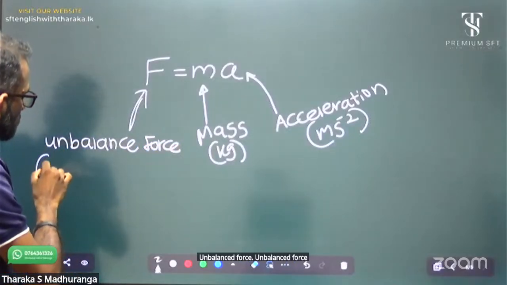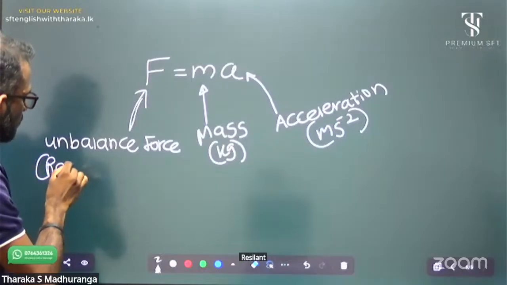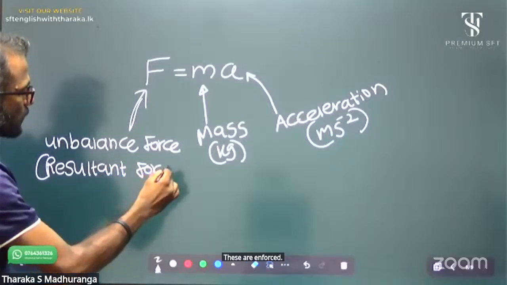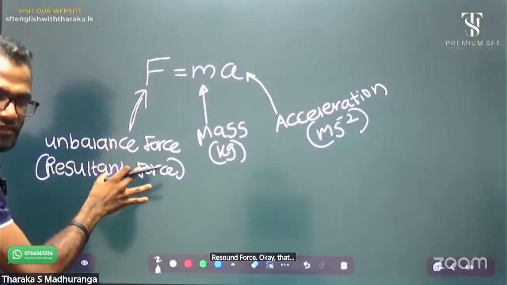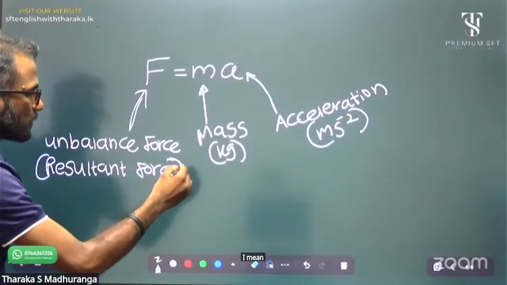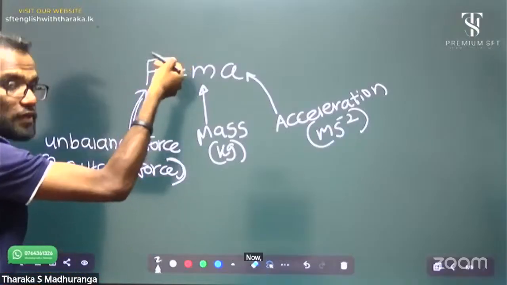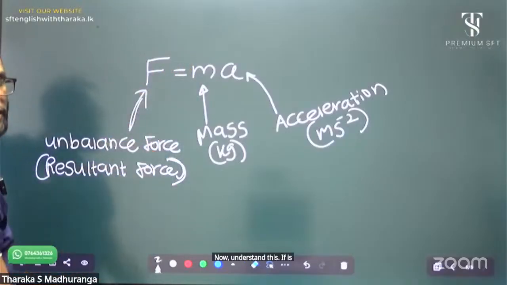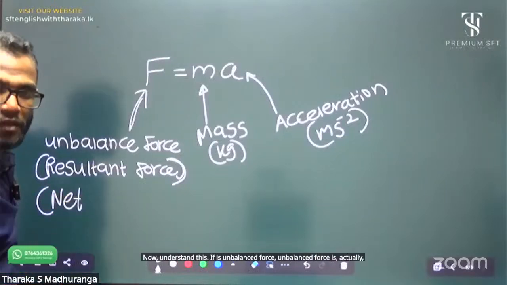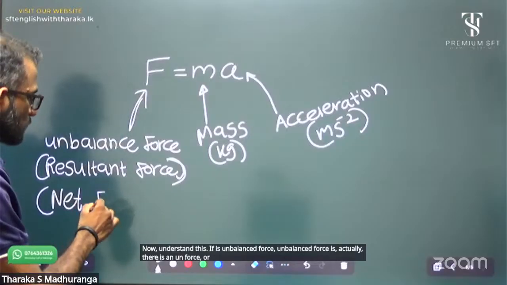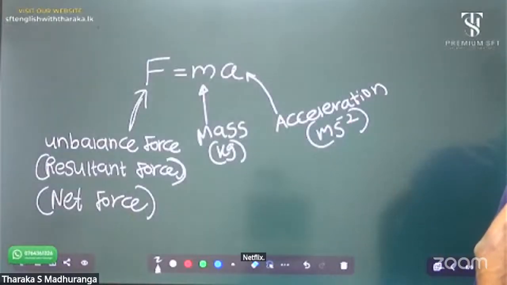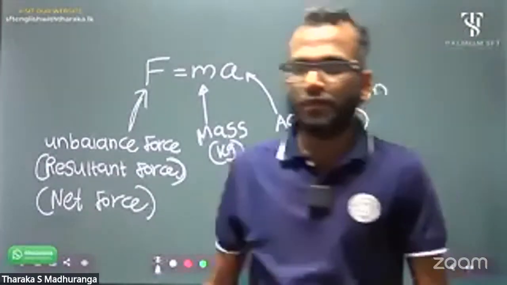Unbalanced force, or we call it resultant force, also the same thing. Okay, that we will discuss in future topics. Resultant force we may further discuss, right? Don't think about that now, understand this. F is unbalanced force. Unbalanced force is actually the resultant force or net force, also correct. Net force.